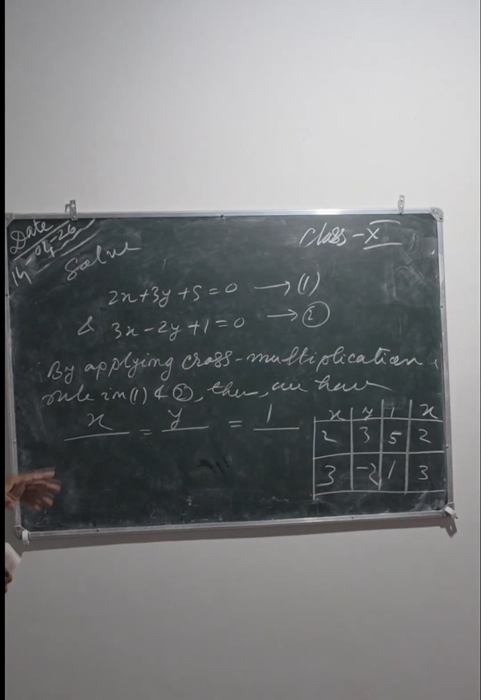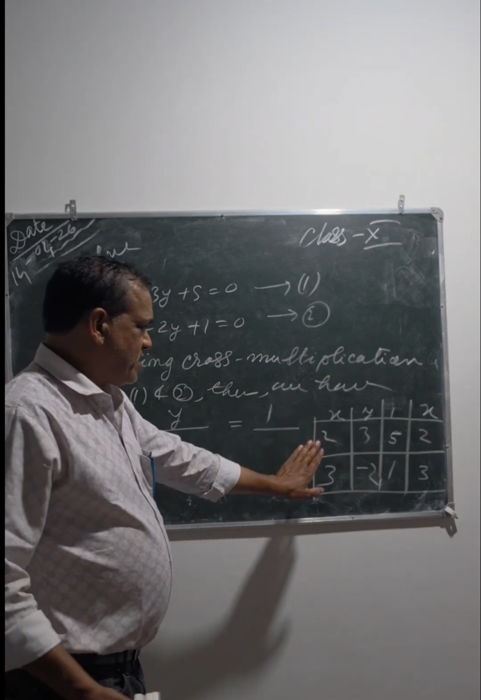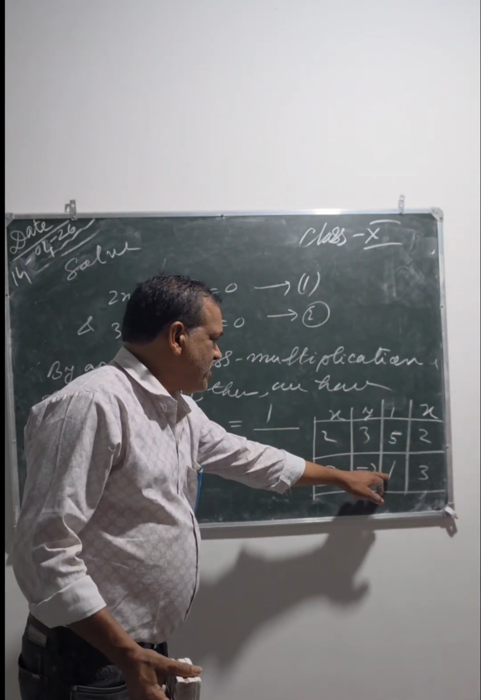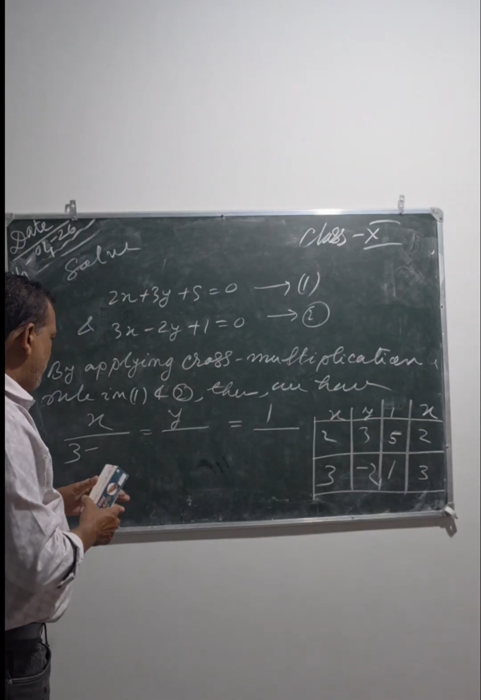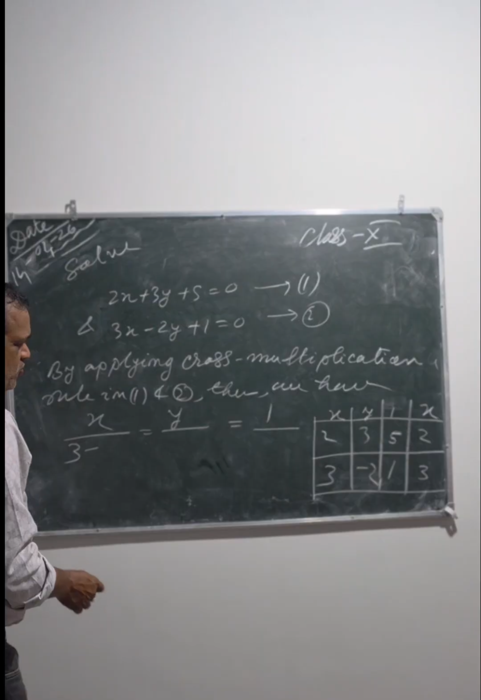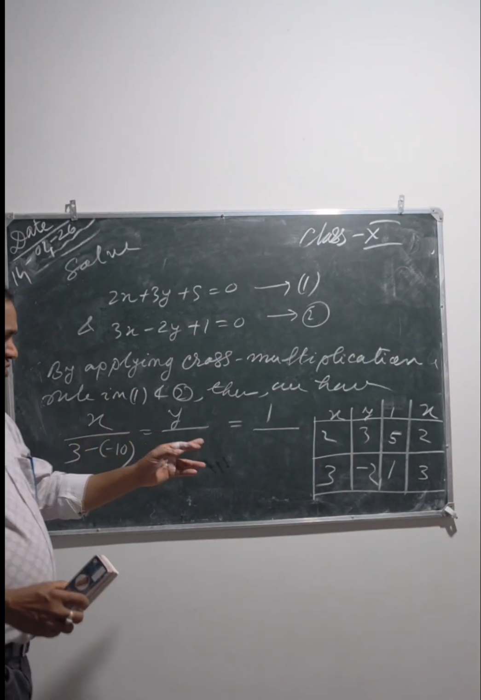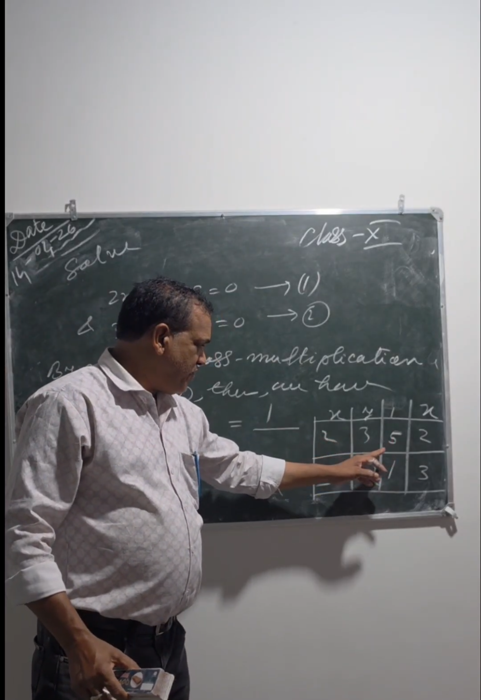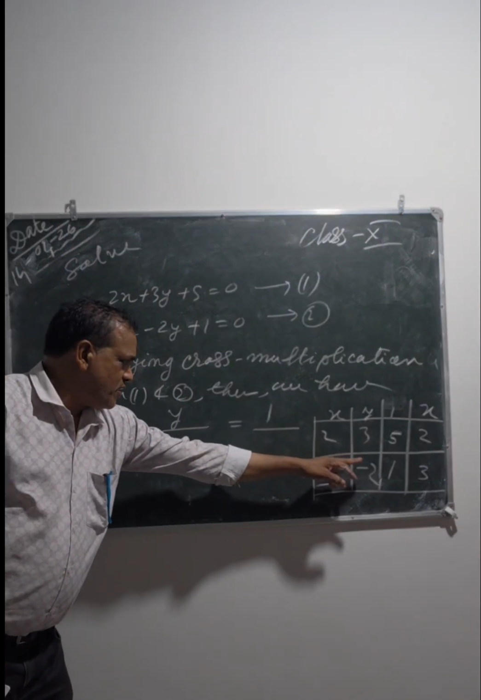If we want to solve this by applying the cross multiplication rule in 1 and 2, then we have x by something, y by something, and 1 by something. Now, what will be the value of the something that we can find? Let us omit the coefficient of x first. 3 ones are 3, minus, this minus comes from the formula, then 5 into -2 is -10. By applying cross, 3 ones are 3, then 5 into -2 is -10. So the middle minus comes from the formula, from their given values.